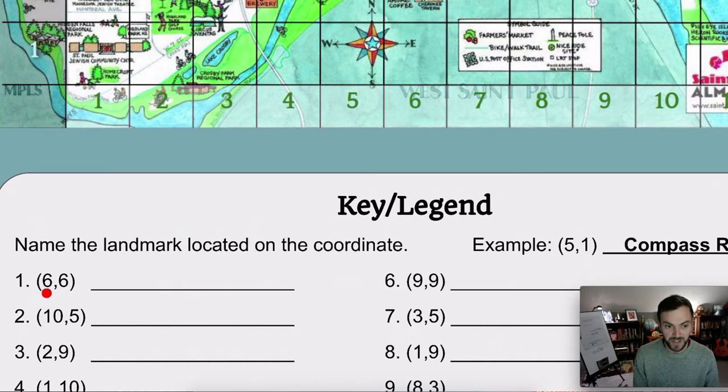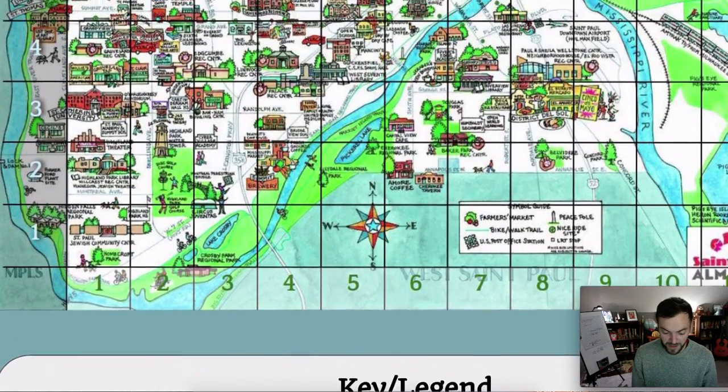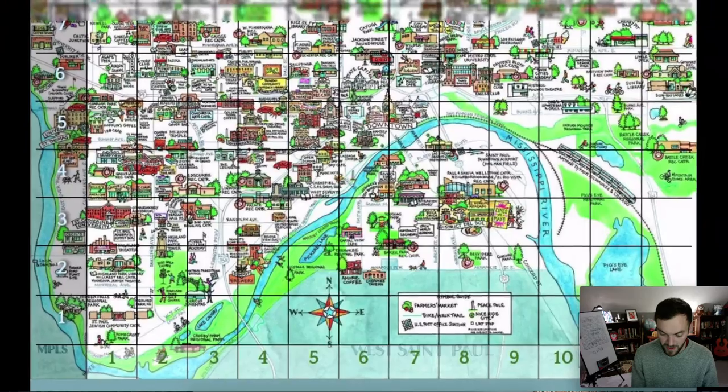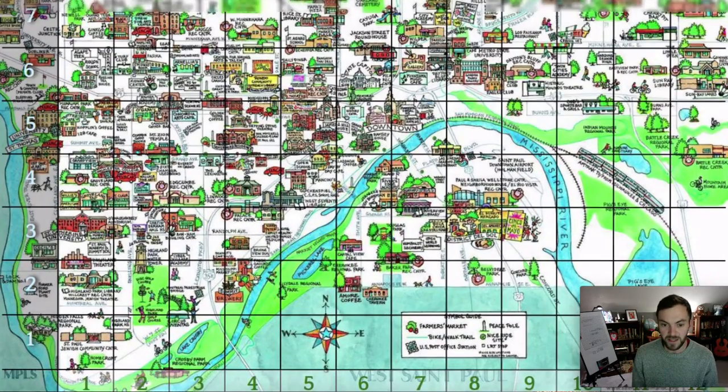And remember that we always start with these green numbers first, the horizontal numbers first. So if the first number is 6, that means I'm going to start with the green numbers first, 6. The second number is also 6. That means I'm going to go up to 6. So on this map, that would be starting here at 6, and then going up to 6. And I will look at what landmark is at that coordinate. So I'm putting these two numbers together to find a landmark. And you'll record your answer down here on this space. All right.